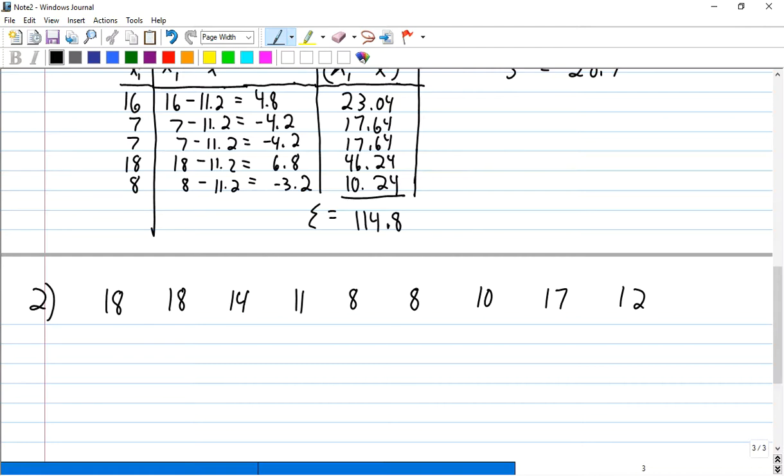Alright, so the first thing we need to do is find the mean for this sample. So work this along with me to make sure that I don't mess up. Make sure you understand how to do it.